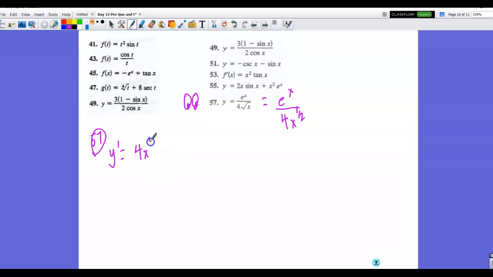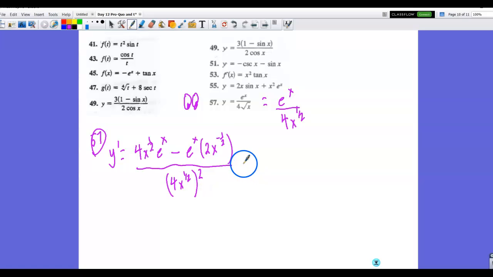So down 4x to the 1/2 power, d up, the derivative of e to the x is e to the x, minus up e to the x, d down, power rule gives me 1, whoops, I meant to take half of 4. So the derivative of 4x to the 1/2 using the power rule is 2x to the negative 1/2. So that was down d up minus up d down. Now the order does matter here. You can't reverse those two terms. Subtraction is not commutative. Over down down. So that quantity gets squared.